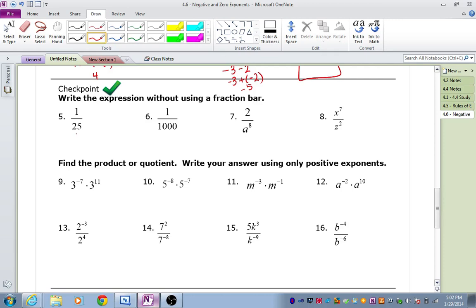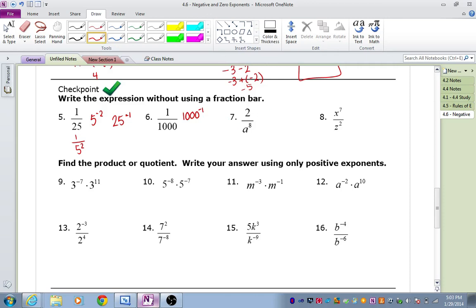Okay, number 5, 1 over 25, we can rewrite as 1 over 5 squared. So one possible answer is 5 to the -2 to get rid of the fraction, or we can say 25 to the -1st. Either answer is acceptable. Here we can say 1,000 to the -1st. I think that might be the only way we can do that one. Okay, so 1,000 to the -1st.